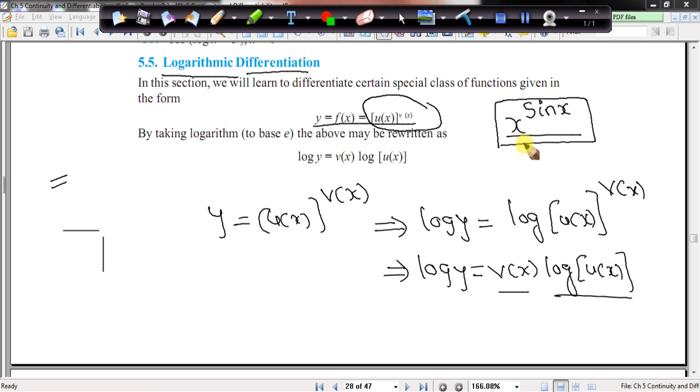Only the constraint here is both u of x and v of x should be positive functions, because logarithm is not defined for negative functions. That is the only concern we have. If not, the logarithmic differentiation can be applied for any functions of the form u of x power v of x. So let me complete this.